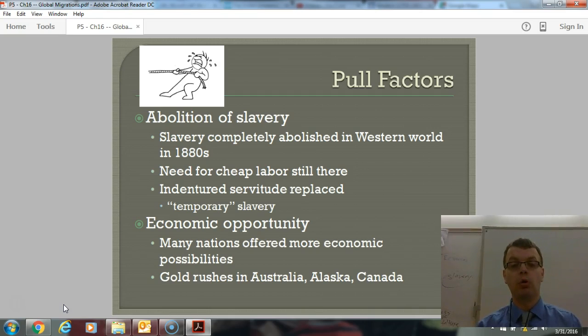Economic opportunity pulls people. Many nations offer more economic possibilities. You might think, well, why would someone take one of these indentures to come if they're going to be treated like a slave pretty much? Many of them didn't realize how hard the labor was going to be and how bad it was going to be before they came on their indenture. They saw it as an opportunity for work. Many of them didn't really know where they were going, and they didn't know how they thought they'd be able to come back. There's other economic opportunities. There's the gold rushes in Australia, Alaska, and Canada, which bring in many more settlers to those regions.